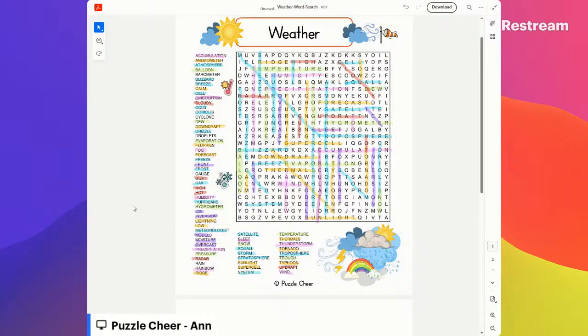Rory says cyclone is vertical, starting with the C of cell, top right. Very good. Thank you. Cyclone.